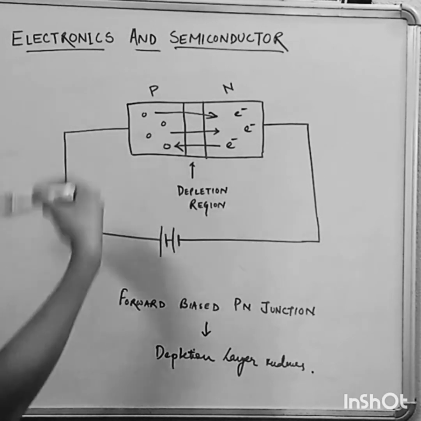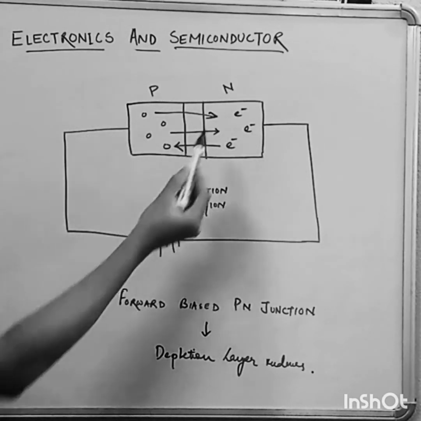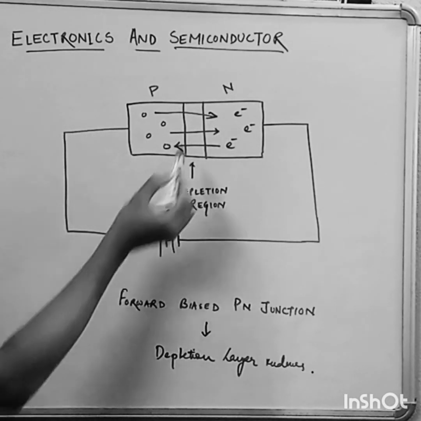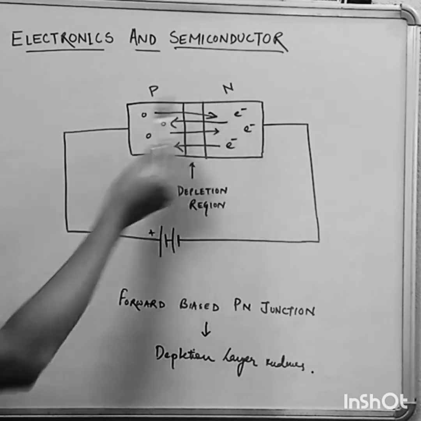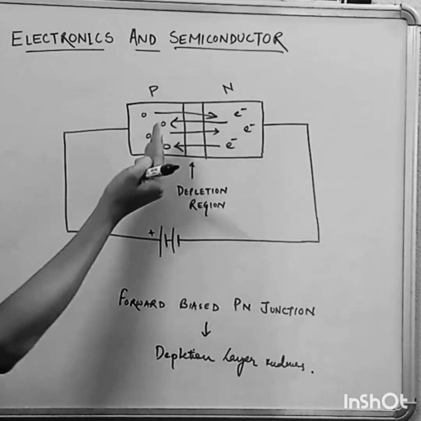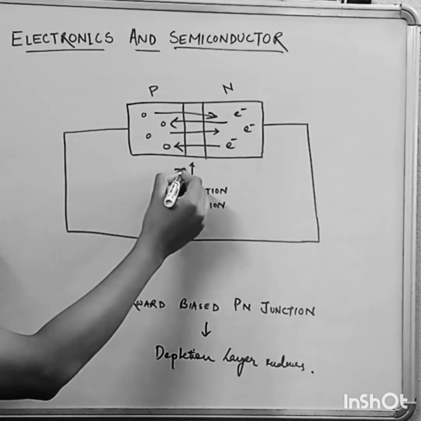Similarly, on the other hand, this one is the positive terminal of the battery. Electrons are negatively charged, so electrons will be attracted towards this side of the battery and will try to come to this side. Then what happens? The p side holes try to go that way and the n side electrons try to come this way, then with this the depletion layer will what?